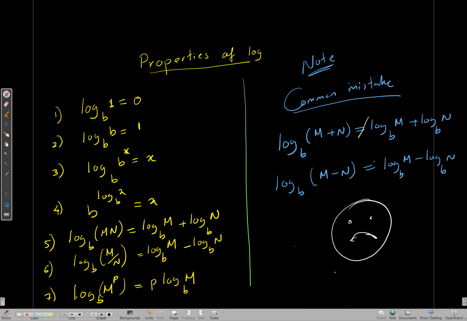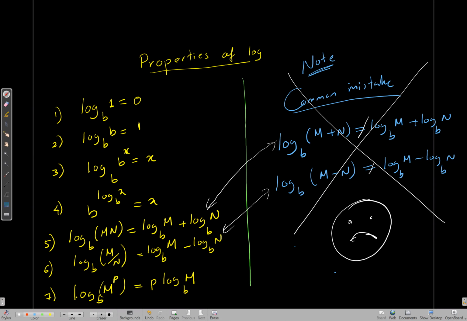Actually this is not such a common mistake, so don't do that. Look carefully at this one and this one, and this one and this one; there is a difference. Here m plus n, no, here mn, and here m divided by n. That's how log works. Okay, I think that's enough examples.